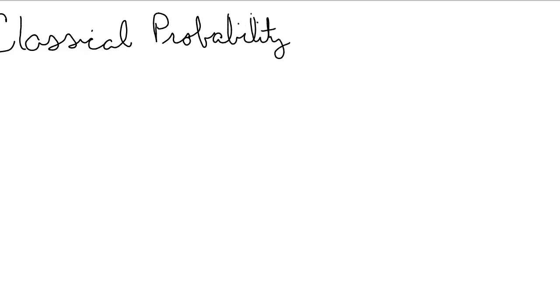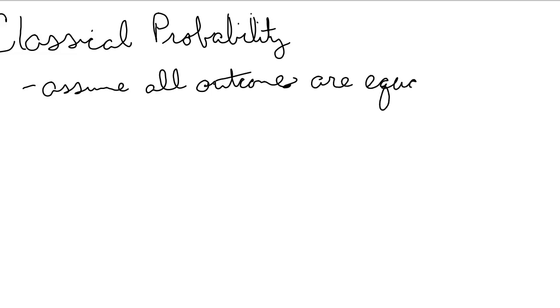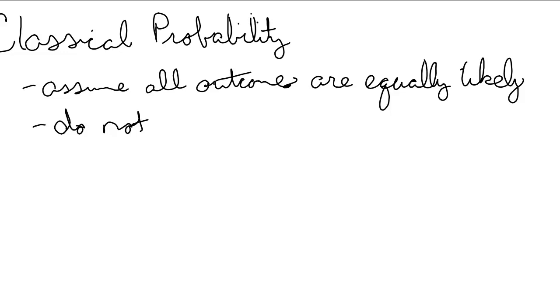Now when we talk about probability, there's a couple of different types of probability that we're going to look at. And the first type is called classical probability. This one is going to assume that all outcomes are equally likely. Which does happen in a lot of ways. And in classical probability, you do not actually have to perform the experiment.